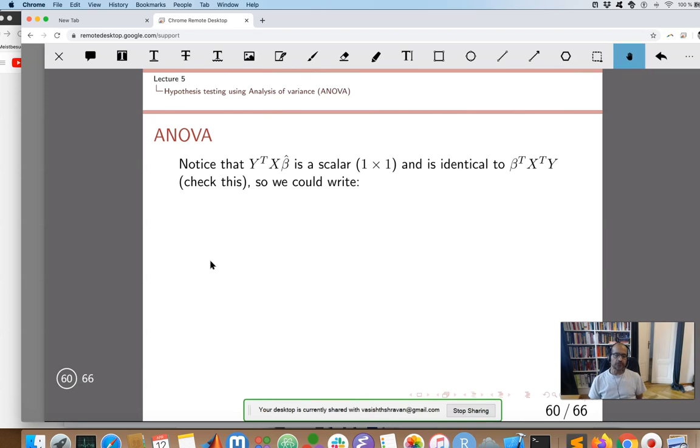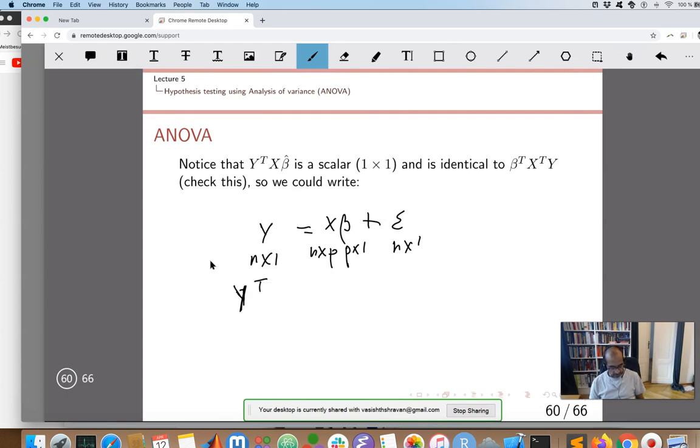Now, one interesting thing to notice is that Y transpose X beta hat is a scalar. It's going to be 1 by 1. Let's find out why. Y is an n by 1 matrix, because if you remember, in the Y = X beta + epsilon linear modeling framework, X was an n by p matrix and beta was a p by 1 matrix, and epsilon is n by 1. So if Y is an n by 1 matrix, Y transpose is going to be a 1 by n matrix.